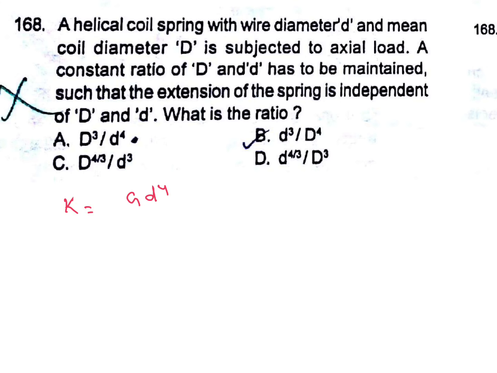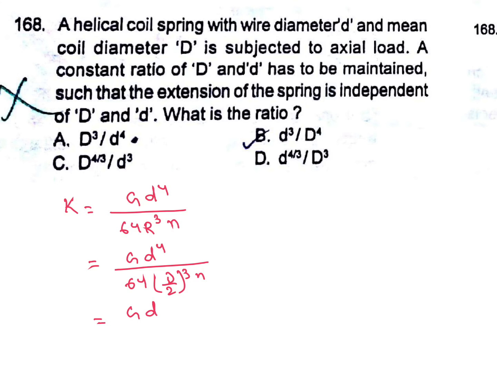Coil radius is capital R, number of coils n, small d is wire diameter. K equals G d to the power 4 divided by 64 R cube n, or G d to the power 4 by 8 D cube n. This formula is very useful. So many times they asked in GATE, IES and other examinations also. And one more thing is important.